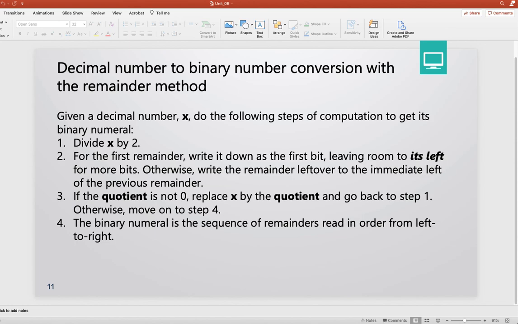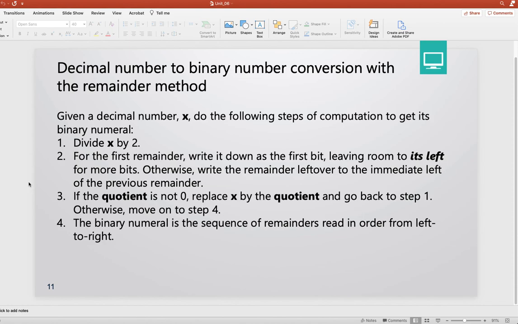And to convert a decimal number to a binary number, you need to make use of the remainder method. Suppose we already have a decimal number x, and the following steps will give you the binary number of this x. First you divide x by 2, and write the first remainder down as the first bit.